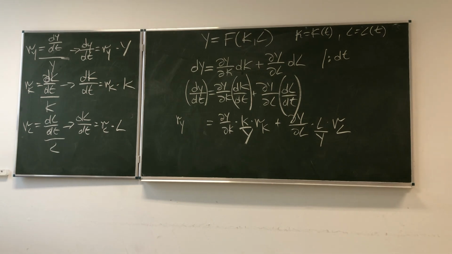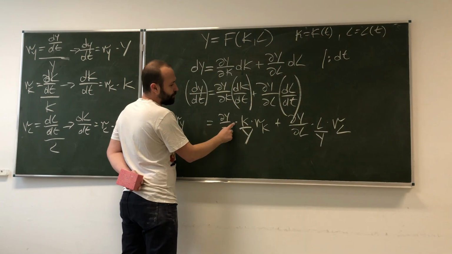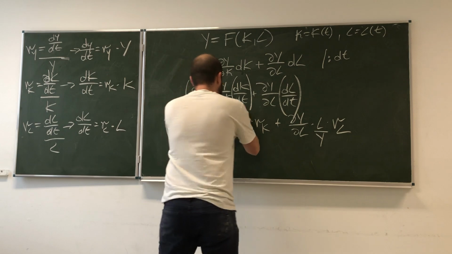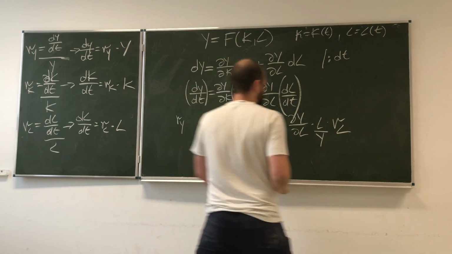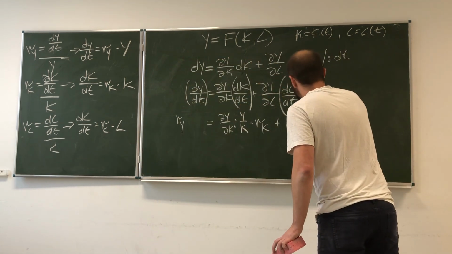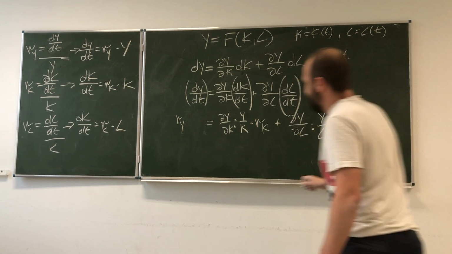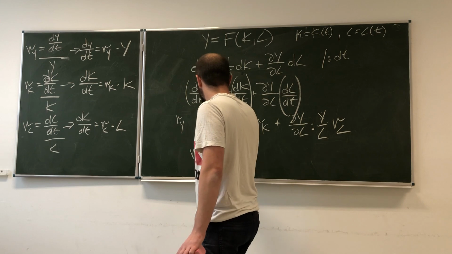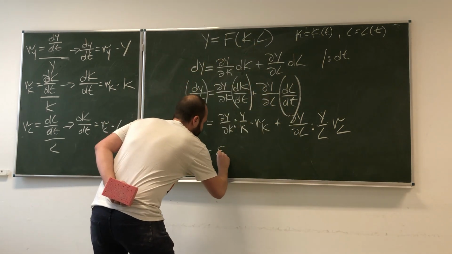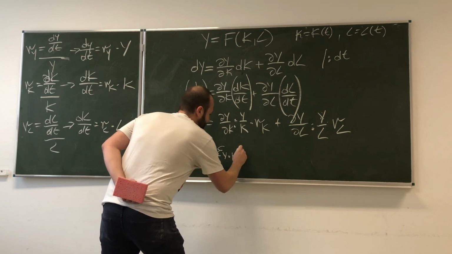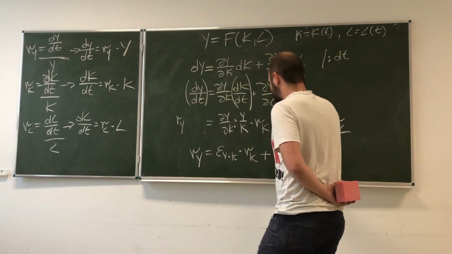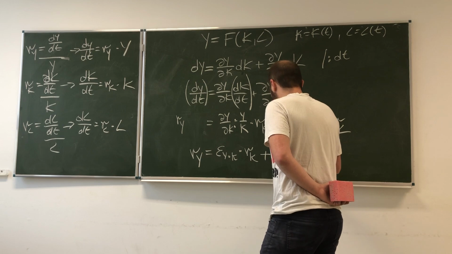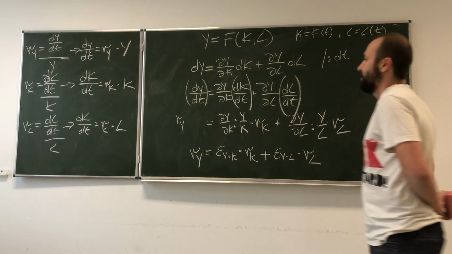And I think this should remind us of something. Look, if I just change one thing, because multiplying by k over y is the same as dividing by y over k, and the same here, dividing by y over L. What do I have? The growth rate of income is equal to the partial elasticity of income with respect to capital times the growth rate of capital, plus the elasticity of income with respect to labor times the growth rate of labor.